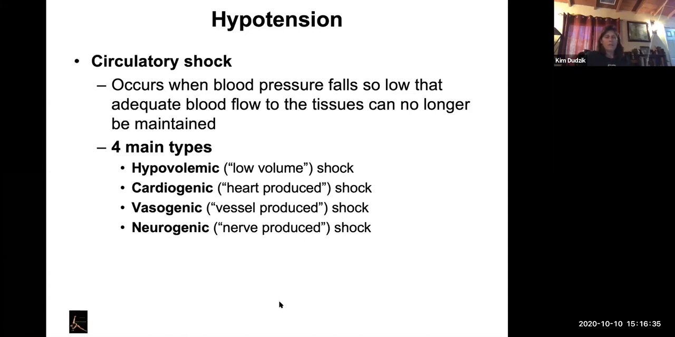Okay. Vasogenic shock is when something's going on with the vasoconstriction or dilation, right? You're not able to maintain homeostasis there, or something's going on with your nerves in the parasympathetic or sympathetic division. All right, so that is the end of the cardiovascular system. Well, actually the end of the blood vessels. In the next lecture, we're going to talk a little bit more about capillaries and how exchange actually takes place.